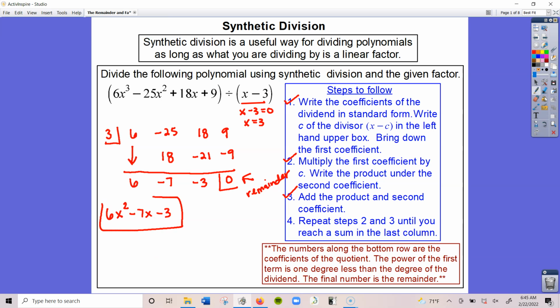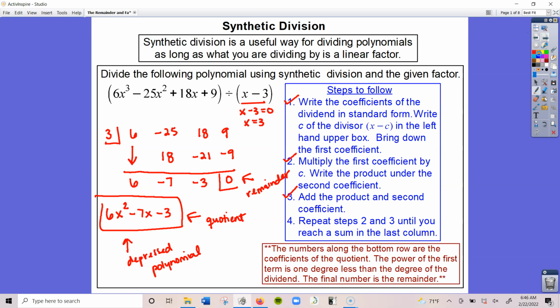This is my answer. This is called a depressed polynomial. It's called depressed because I took away a degree and so the degree lessened. So it got smaller. That's what they mean by depressed. And it goes without saying that this is also the quotient, your answer to the division.